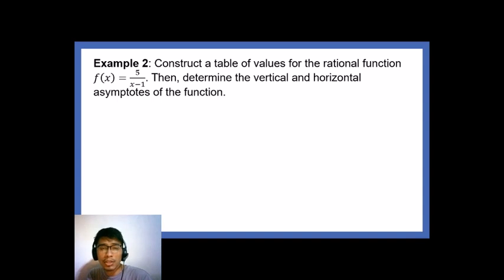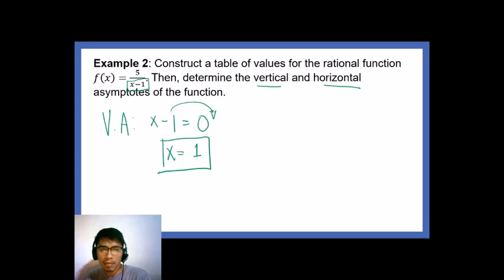Since I believe the construction of a table of values is okay with you, let's try to solve this rational function. Determine the vertical and the horizontal asymptote. Okay, let's identify the vertical asymptote. Again, how do we identify the vertical asymptote? You observe the denominator. What is my denominator here? That is x minus 1. So you equate that to 0 and you transfer this constant to the right side. It will become x is equal to positive 1, changing the sign. So automatically, what is the vertical asymptote of this problem? This is now x is equal to 1.